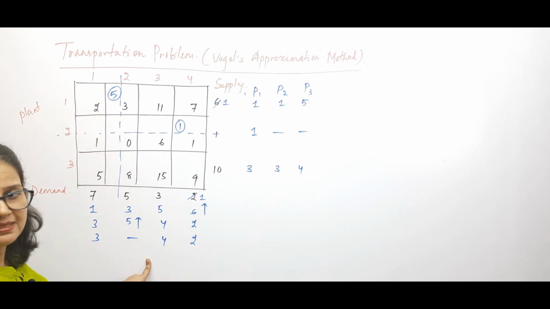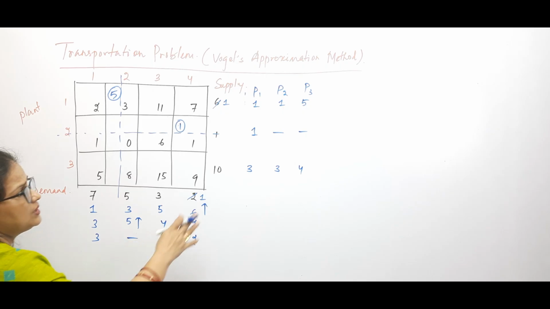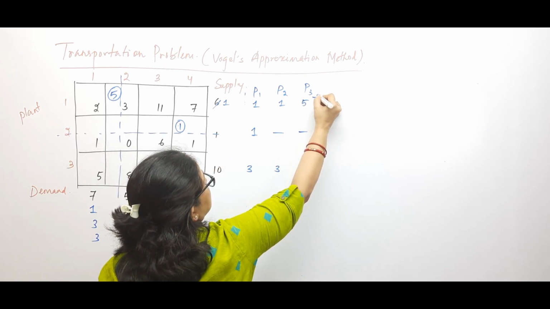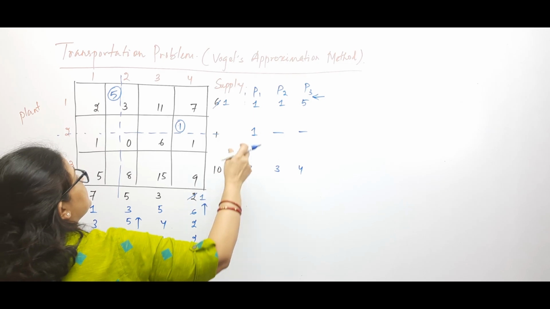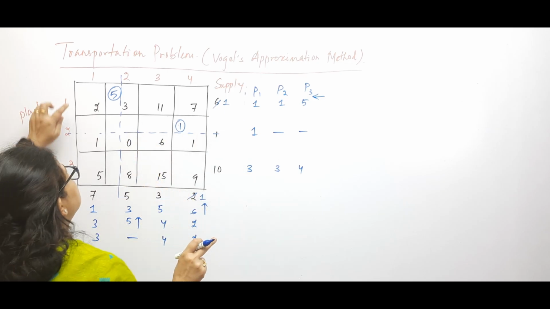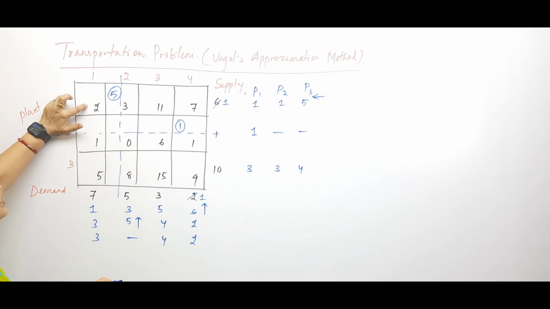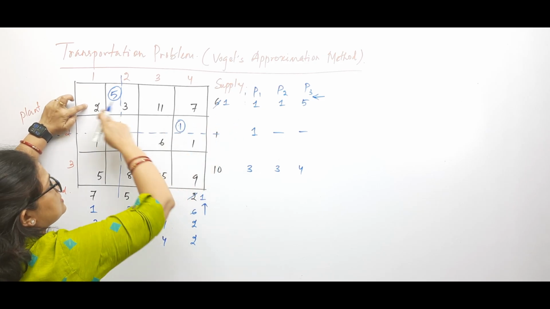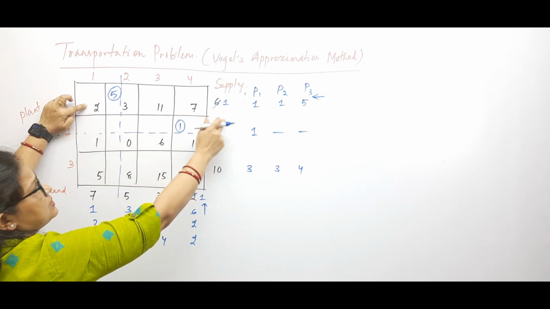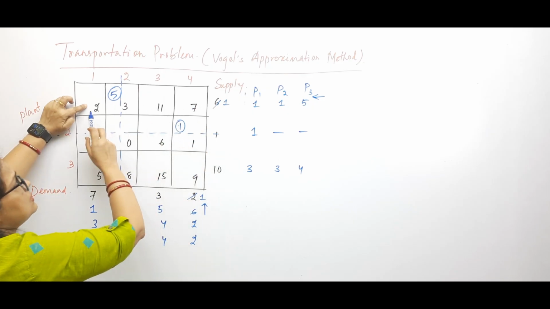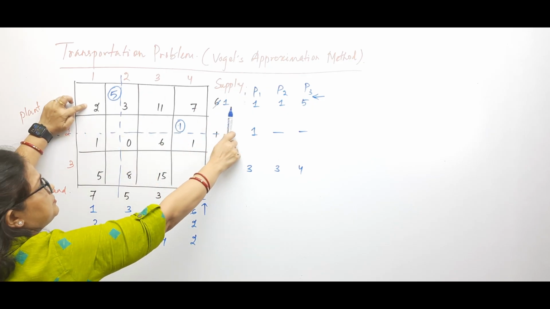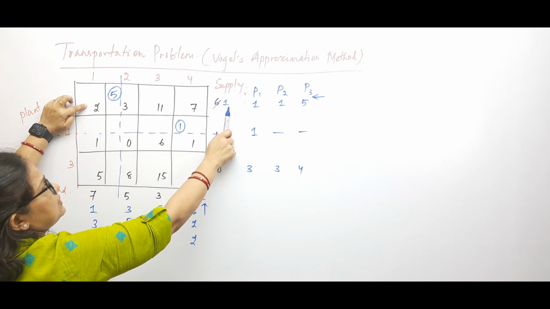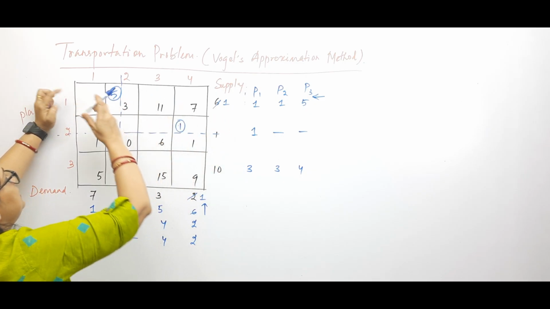So which one is the maximum allocation? We have to check row and column wise. So this is the maximum. If this is maximum, how much we can allocate here? And the least cost is 2. So least cost in this row, if you see, least cost is 2. Maximum allocation, how much we can do? We can allocate 1 only here.